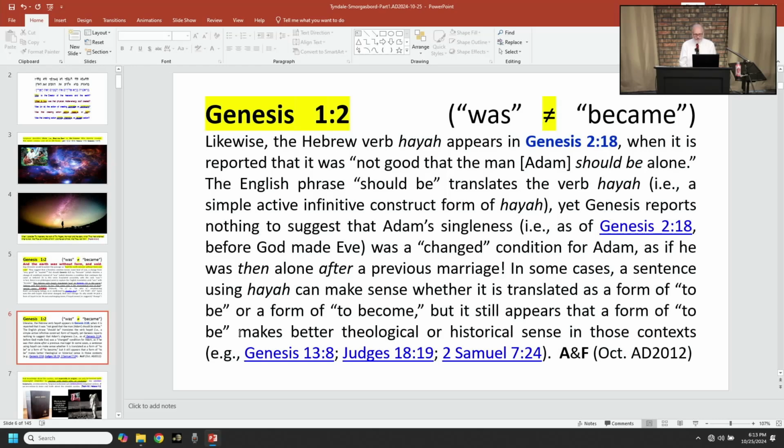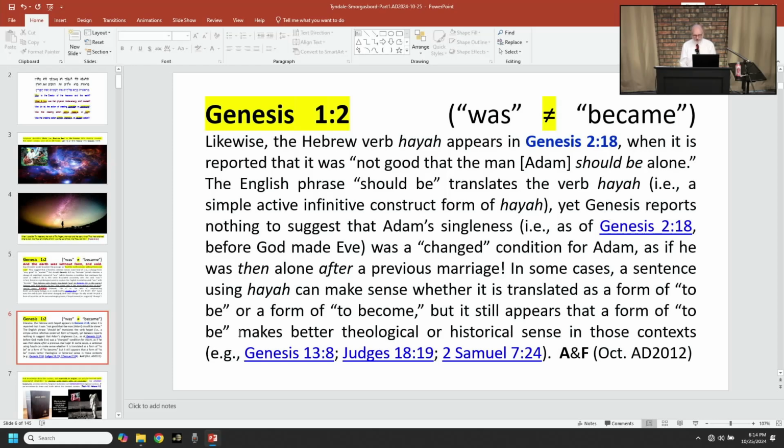Genesis 2:18 is indicating that Adam's single status before God made woman, who's renamed Eve later, that his original single status was not a changed condition from something before that, but rather that was the original continuing condition that Adam was created with.